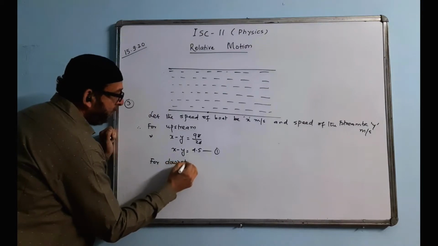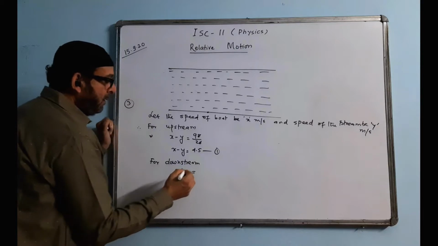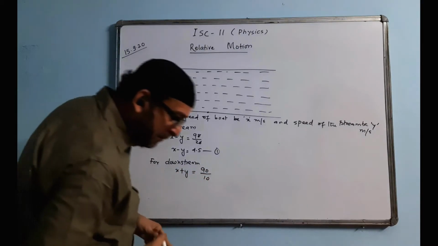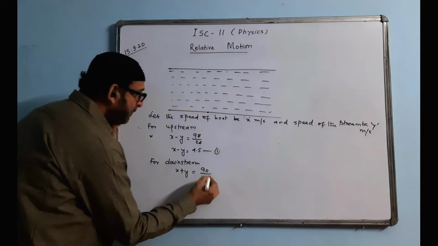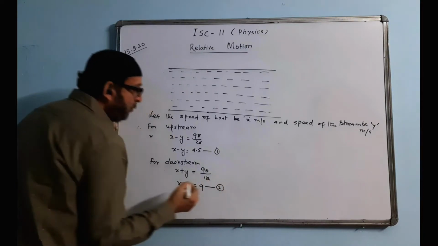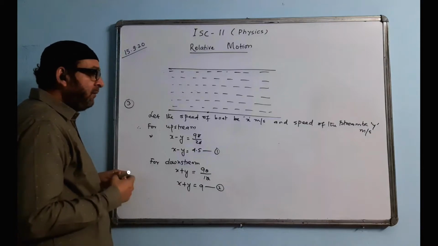For downstream, we'll get x plus y. This is the value of speed. Distance is the same 90, but the time taken is less. That is 10 seconds given. We get x plus y is coming 9. Equation 2. Now we'll solve these two equations simultaneously and find the value of x and y.